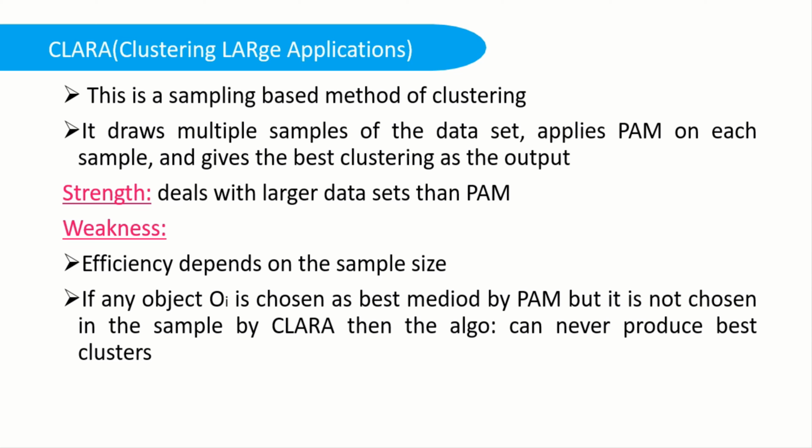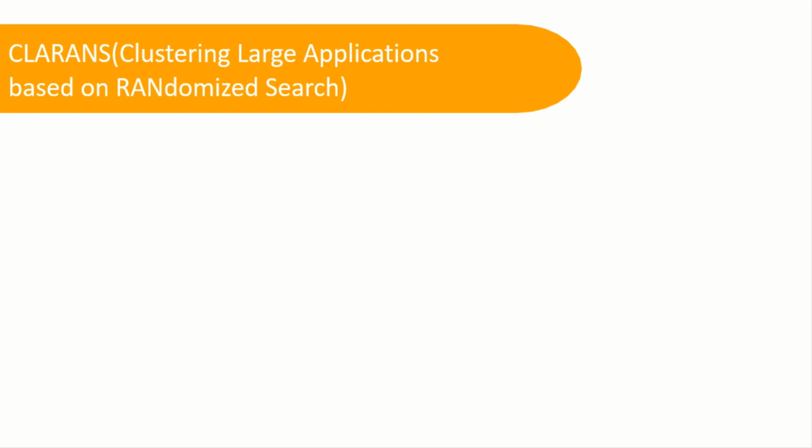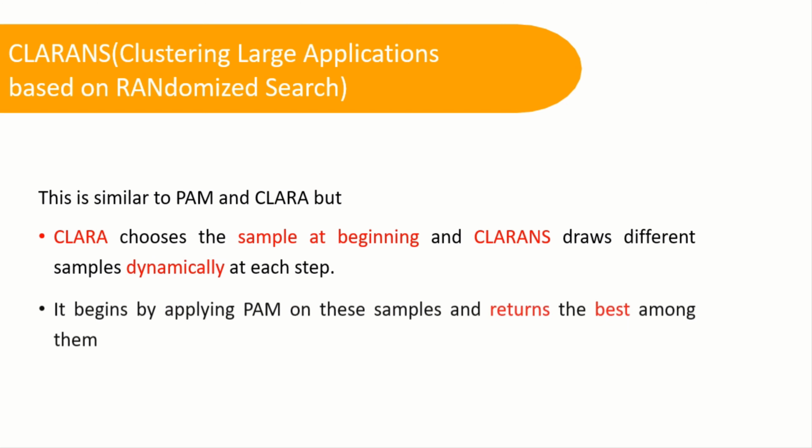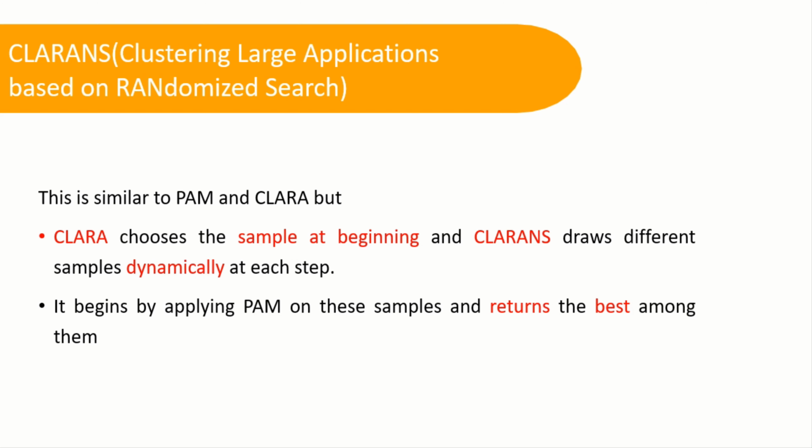And if any object Oi is chosen as the best medoid by PAM, but it is not chosen in the sample by CLARA, then the algorithm can never produce the best clustering. So when it comes to CLARANS, which stands for Clustering Large Applications based on Randomized Search, it is very much similar to PAM and CLARA, but CLARA chooses the sample at the beginning and CLARANS draws different samples dynamically at each step. It begins by applying PAM on these samples and returns the best among them.